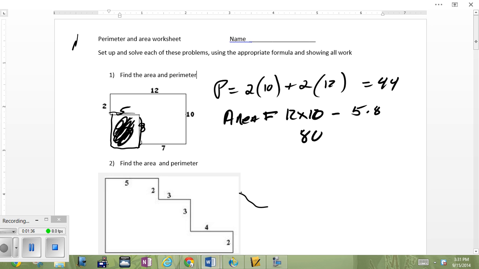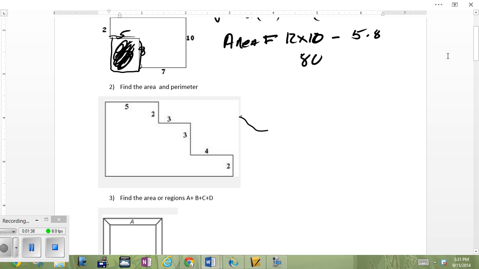All right, a similar approach in number 2. The perimeter. All right, you say, well, I don't have this length here. Well, sure you do. It's this piece 2 plus this piece 3 plus this piece 2. So that length is 7. You say, well, I don't have this. Well, yes, you do. You have 5 plus 3 plus 4. So that's 12.